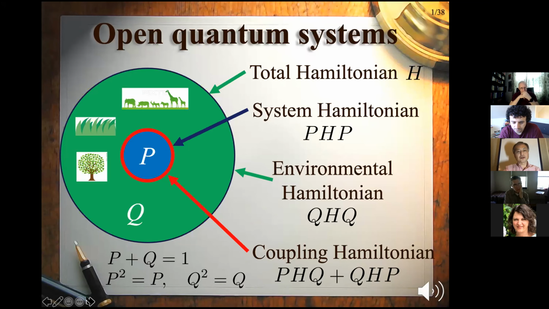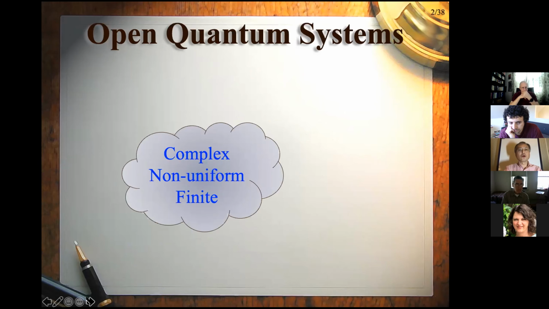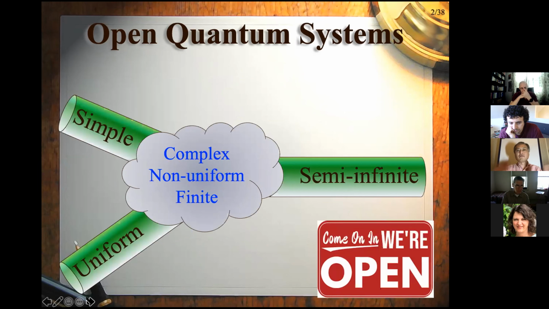But in the first part, I'm going to focus a bit more on a more specific situation where the system Hamiltonian can be complex, non-uniform and finite, while the environmental Hamiltonian is simple, uniform, and semi-infinite, and it can have many channels, several channels.